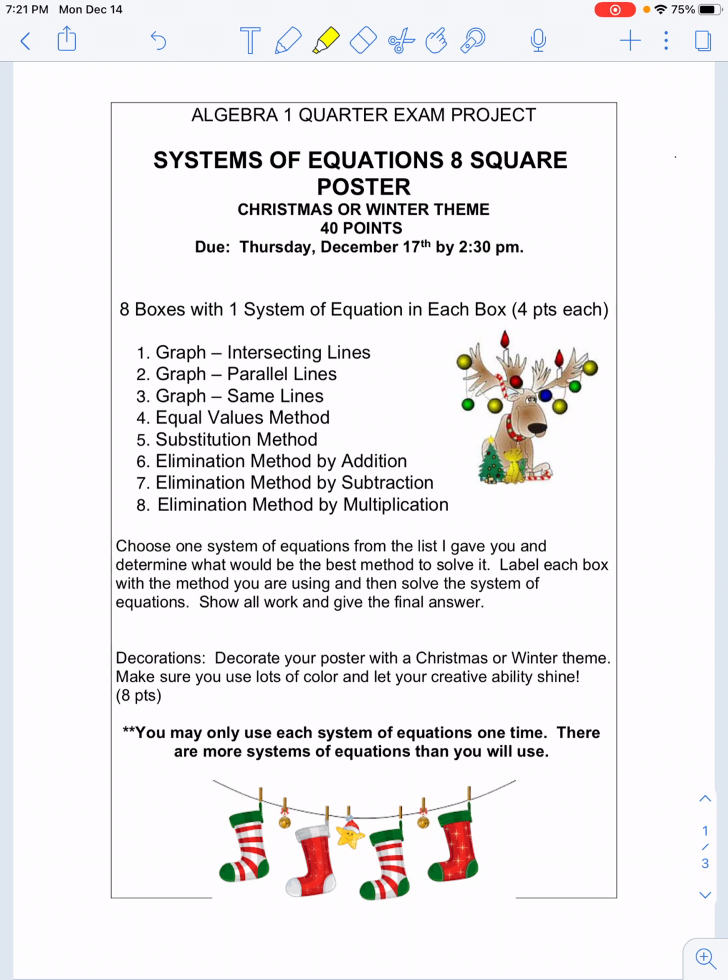If you have any questions, just email me and let me know. I'm happy to answer any questions that you have. If you're stuck on anything, just reach out to me and we will figure it out. So that's due by Thursday at 2:30. Good luck. Do a good job on it. If you get all your answers right and it looks good, you'll get your 40 out of 40 points, and that'll be a nice boost to your grade.